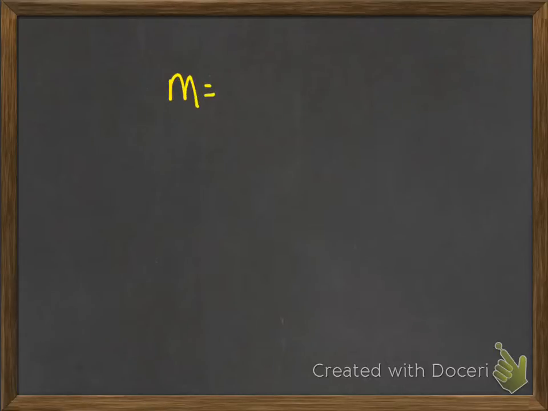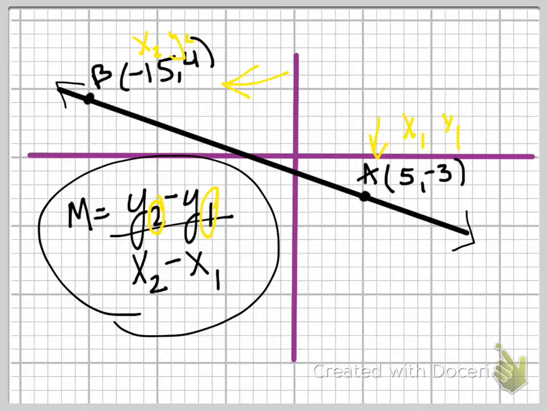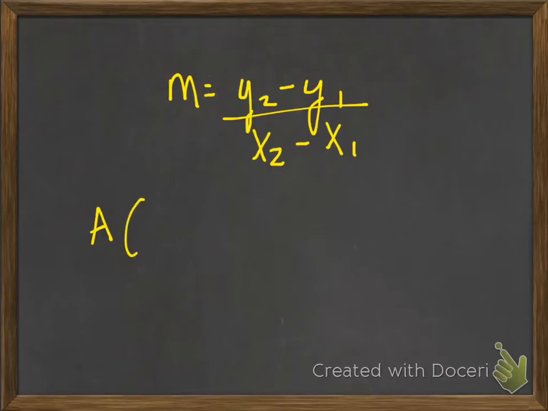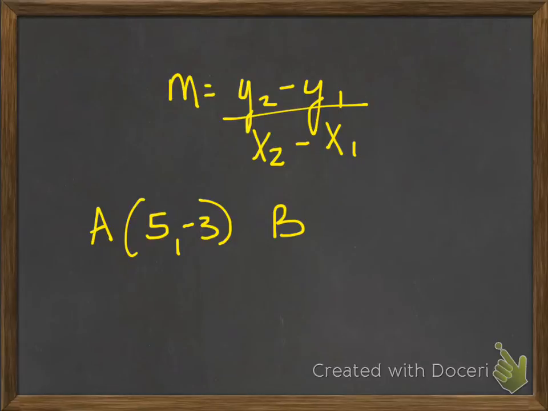M is equal to, do you remember? y2 minus y1 over x2 minus x1. And I just want to show you one more time using a pair of points. I can't remember what the original points were. Let me come over here. A was 5, negative 3, and B was negative 15, 4.